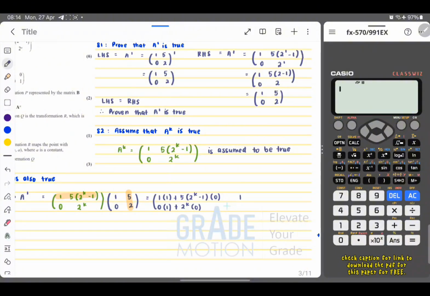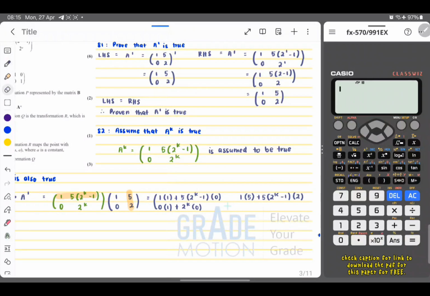So 1 plus, a space, plus 5, open bracket, 2 to the power of k minus 1. Now let's take a look at the element from our second matrix. So over here in our bracket, we will have 5. Over here, we'll have 2. That's it. Now we're going to change the row from our first matrix.